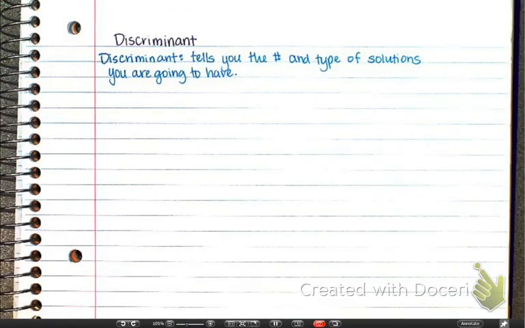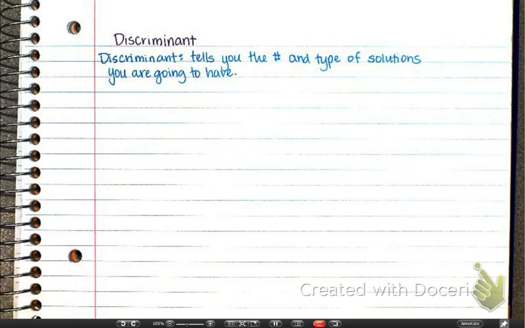So as we've been working and solving quadratic equations, we've had whole number solutions, fraction solutions. We've had solutions that have had i in the answer that have been imaginary, ones that have had square roots. Those are called irrational solutions. So we've had a lot of different options there.